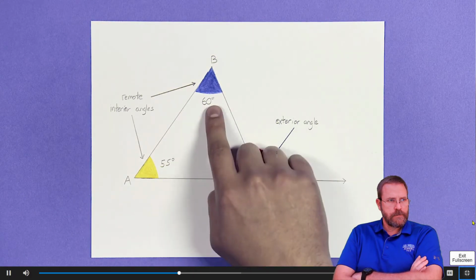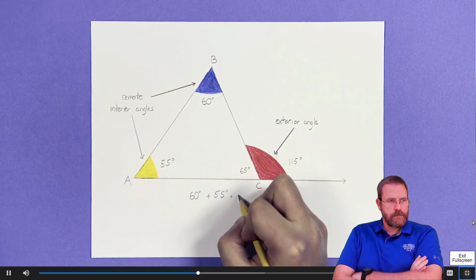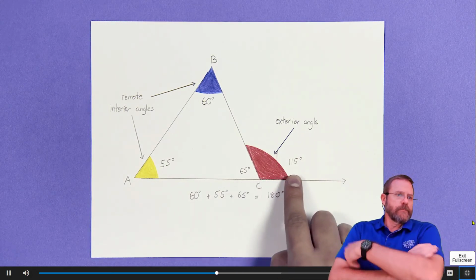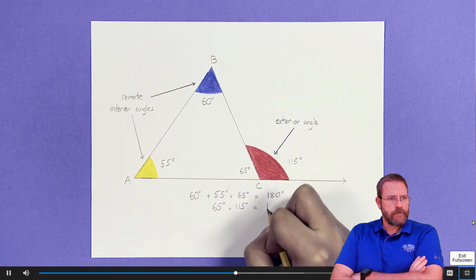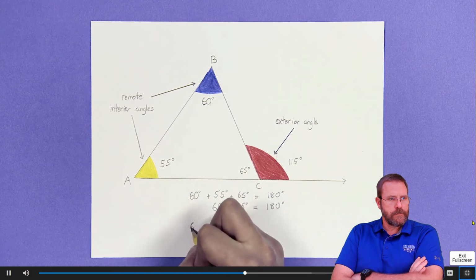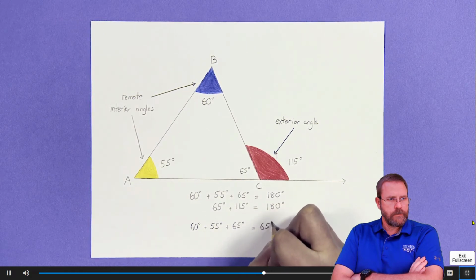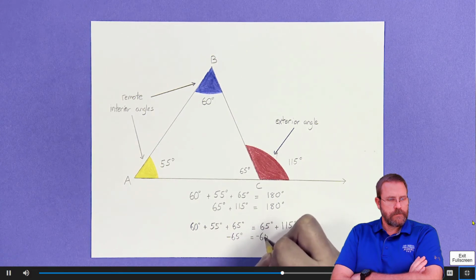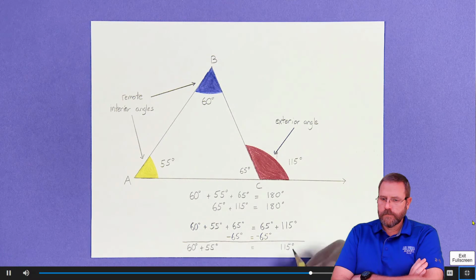You know that the sum of the measures of the interior angles is 180 degrees. You also know the sum of the measures of supplementary angles is 180 degrees. Since both of the equations equal 180 degrees, we can set them equal to each other. To simplify the equation, subtract 65 from both sides. The resulting equation is 60 degrees plus 55 degrees equals 115 degrees.